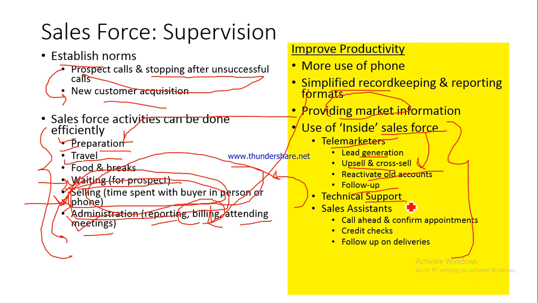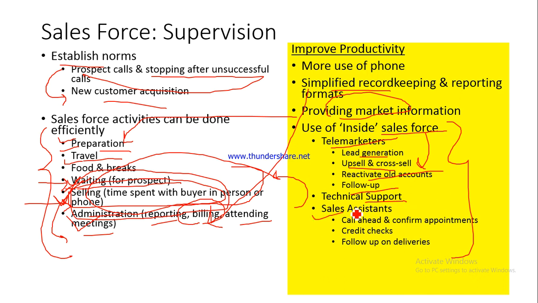Now this kind of technical support need not be provided by the salesperson who has made the sale. It can be provided by your technical people, technical staff in the office. They can provide this kind of help, and now the salesperson would have more time. The field salesforce would have more time to devote to selling activities.